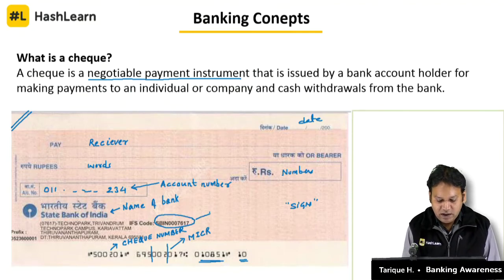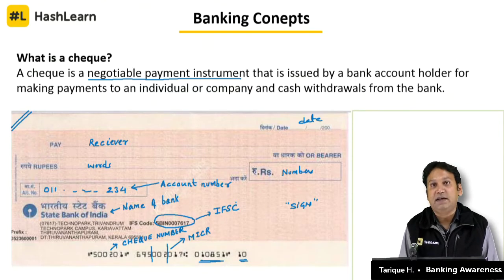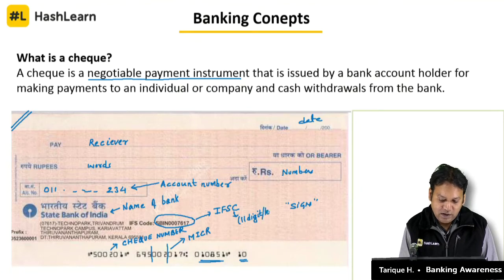What is this one? This is your IFS code, IFSC. The C stands for code, and IFS stands for Indian Financial Services. It is an 11-digit alphanumeric code, made of digits and letters, whereas MICR is a 9-digit code. There are no alphabets here, just a 9-digit code, the magnetic ink character reader.